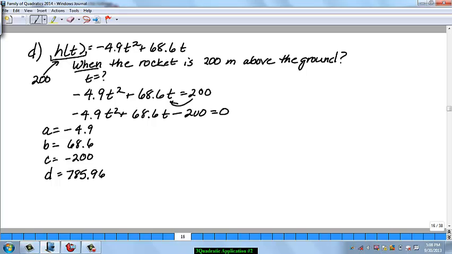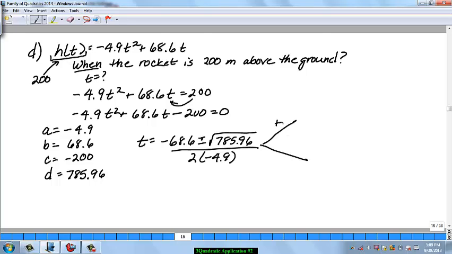So when I do my D, my b squared minus 4ac, I get this lovely number, 785.96. So now my time, or x, equals negative b plus or minus the square root of 785.96 all over 2 times a. We're going to split it up. We're going to do the plus and the minus.